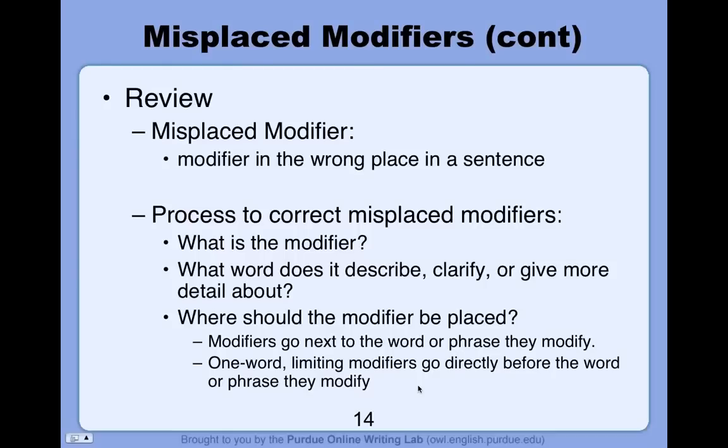Okay, so to review, a misplaced modifier is a modifier in the wrong place in a sentence. And the process to correct misplaced modifiers: ask what is the modifier, what word does it describe, clarify, or give more detail about, and where should the modifier be placed. Remember, modifiers go next to the word or phrase they modify, and one-word limiting modifiers go directly before the word or phrase they modify.